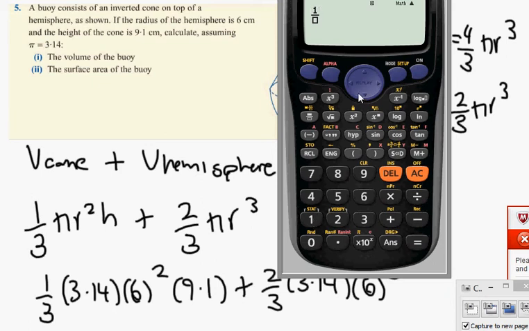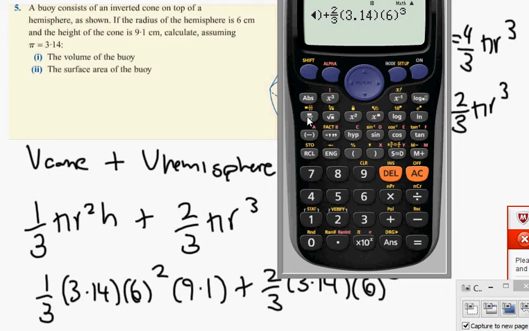Okay, 1/3 multiplied by 3.14 times 6 squared, times 9.1. Plus, do it all in one go, 2/3, and then 3.14 times 6 cubed.